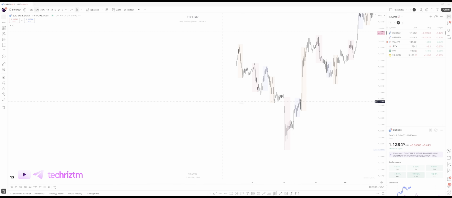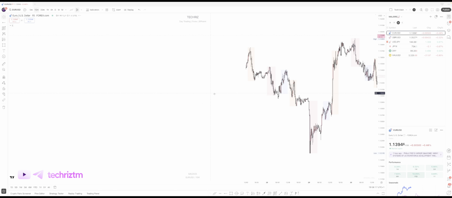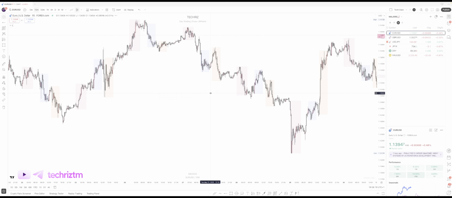I'll do the simulation from the current price action. Like I said, I'm going to be ignoring, and we trade the lower time frame in accordance with the higher time frame. So please do know that the lower time frame must agree with the higher time frame.